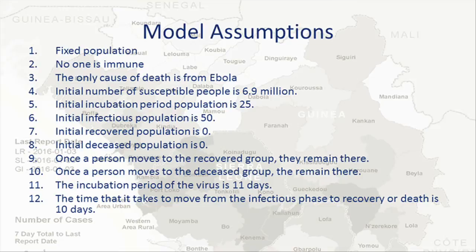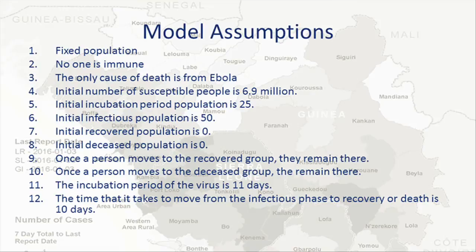So what that means is if you're exposed to someone that's infected with the virus, you're going to catch it. And then the only cause of death is from Ebola in this instance. You're not moving into the death group, the D group on here, unless you're dying from Ebola. And then we're going to assume that the initial number of people that are susceptible, so basically almost the entire population, is 6.9 million. So we're going to have this group of 6.9 million people that are free of Ebola and see what happens to them.